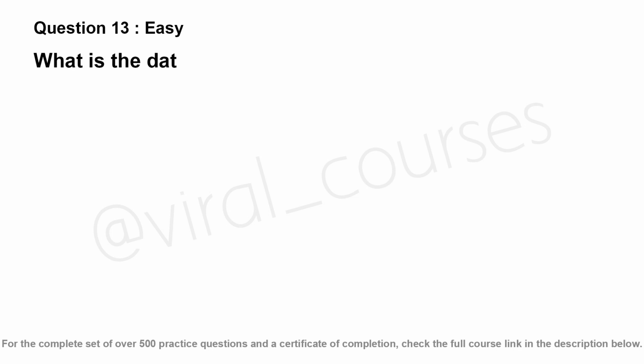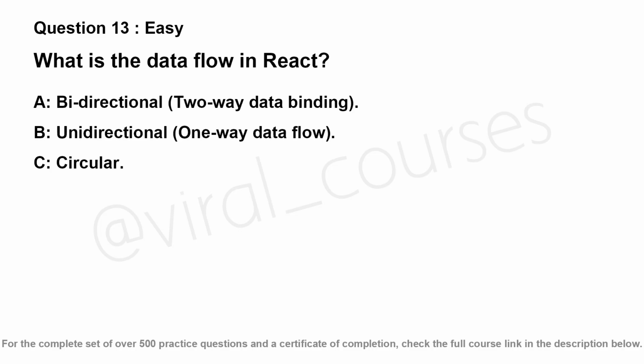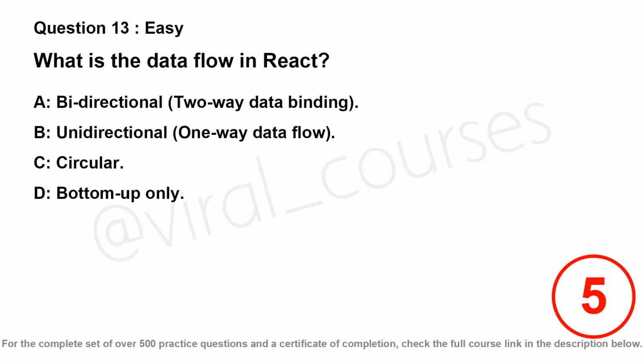What is the data flow in React? Option A. Bidirectional, two-way data binding. Option B. Unidirectional, one-way data flow. Option C. Circular. Option D. Bottom-up only.